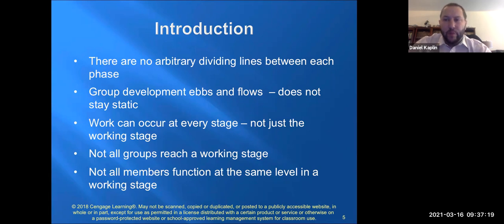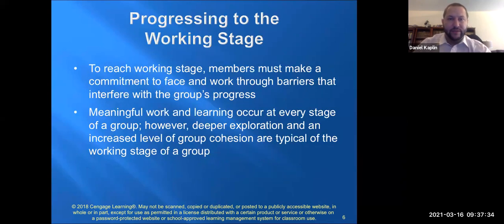And even if the group as a whole is in a working stage, not every individual is at the same point at the same time. So we have to understand there are individual differences even when the group moves. So you have to be mindful where the group is and where the individual is.